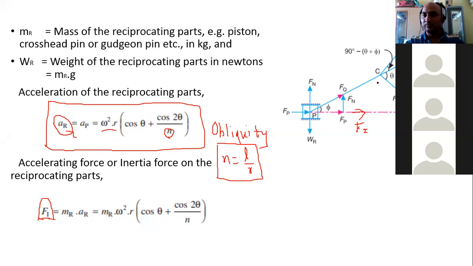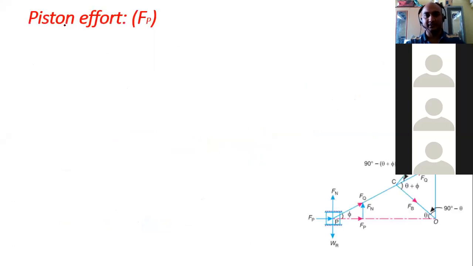Okay. So now we'll define each and every force, from this onwards. So first of all, FP. FP is nothing but the piston effort. Okay, you can see here piston effort.